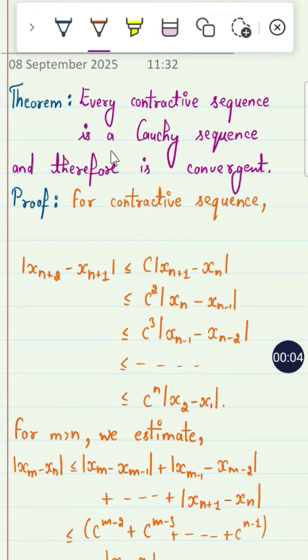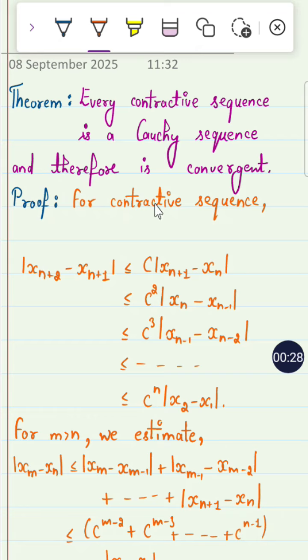Every contractive sequence is a Cauchy sequence and therefore it is convergent, right? What is the meaning of contractive sequence? Contractive sequences are sequences in which the terms of the sequence are contracted by other terms of the sequence, right? How do you know whether these contractive sequences are convergent or not? So we have to first prove that it is a Cauchy sequence, right?